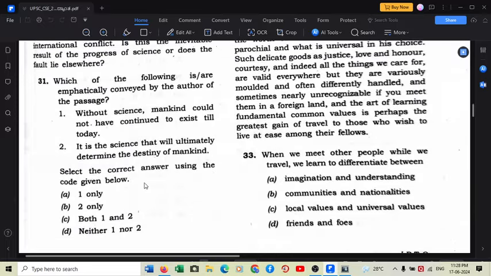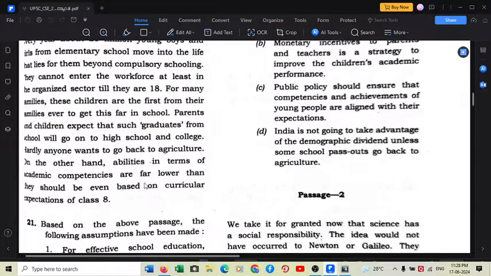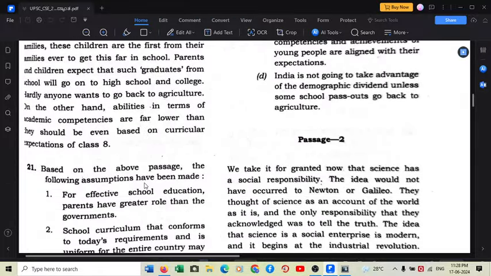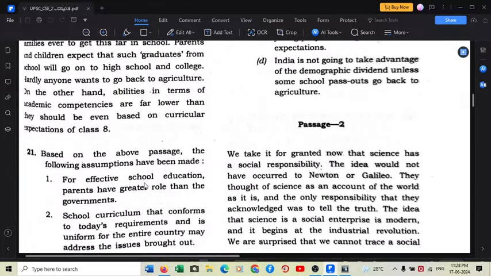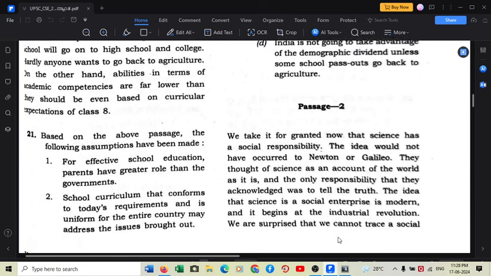Science must pursue the truth. You see, when the passage is talking about Newton or Galileo, they thought of science as an account of the world as it is. You see the fourth line: the only responsibility that they acknowledged was to tell the truth. So initially, science was about telling the truth. The idea that science is a social enterprise is modern; it only happened at the inception, when the industrial revolution began in the world. So it became a social enterprise.